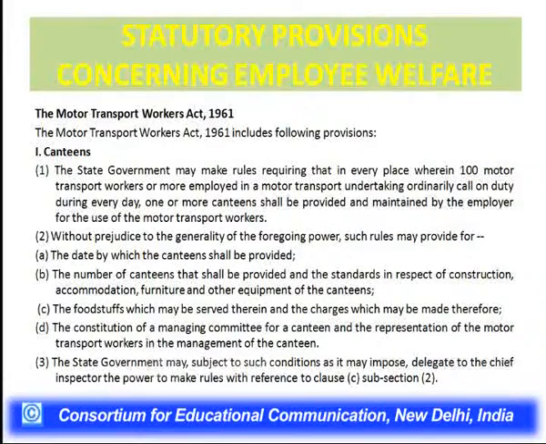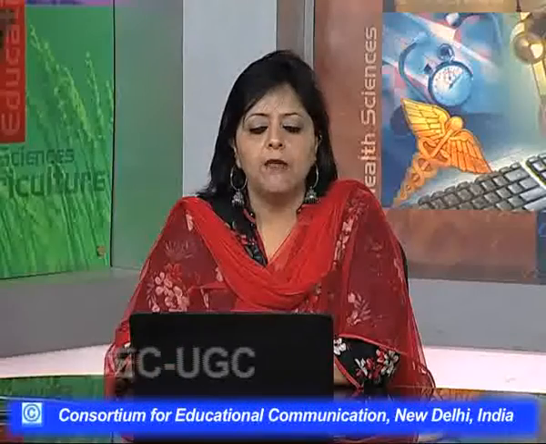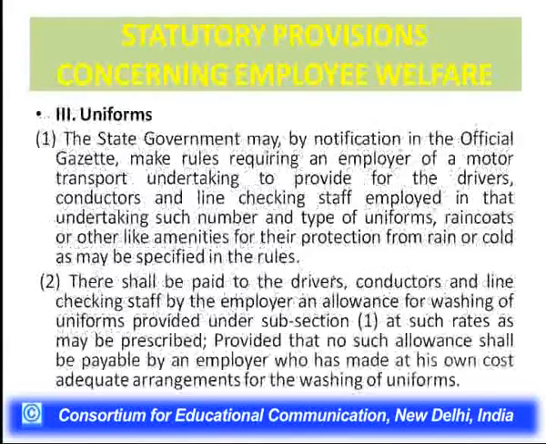First is again the canteen, that is the foodstuff and the number of canteens and everything must be as per the law. Then about the restrooms. In every place wherein the motor transport workers employed in a motor transport undertaking are required to halt at night, restrooms should be provided and maintained by the employer for use of those workers, and the number of restrooms or any other suitable alternative accommodation must be provided to them. The restrooms or the alternative accommodation to be provided under subsection 1 shall be sufficiently lighted and ventilated, and the state government may prescribe the standards in respect of the construction, accommodation, furniture and other equipment of the restrooms or the alternative accommodation to be provided to them.